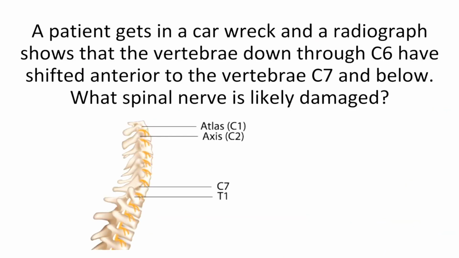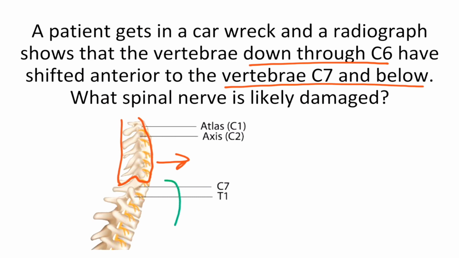So let's say a patient gets in a car wreck and a radiograph shows that the vertebrae down through C6 have shifted anterior to the vertebrae C7 and below. What spinal nerve is likely damaged? So the radiograph shows that these vertebrae, C6 and up, have shifted anteriorly. So we expect the nerve between C6 and C7 to be damaged right here.